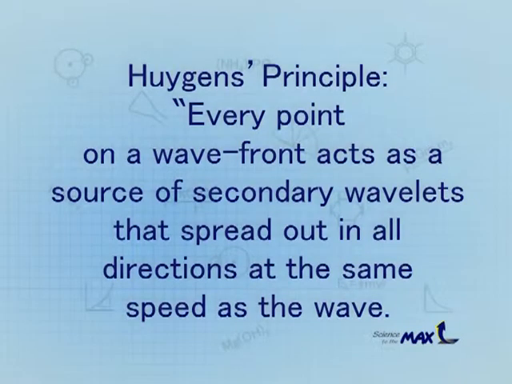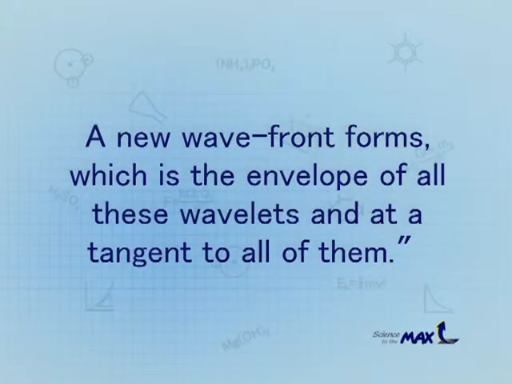A scientist by the name of Christian Huygens put this into words for us. Every point on a wavefront acts as a source of secondary wavelets that spread out in all directions at the same speed as the wave. A new wavefront forms, which is the envelope of all these wavelets and at a tangent to all of them.